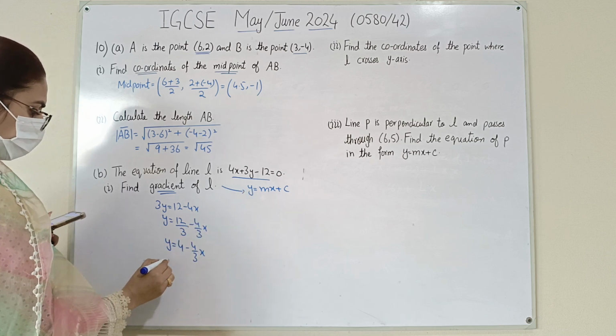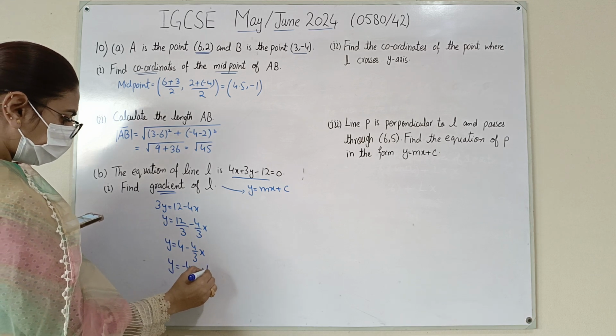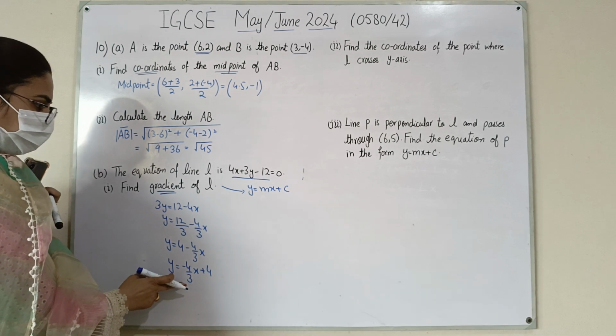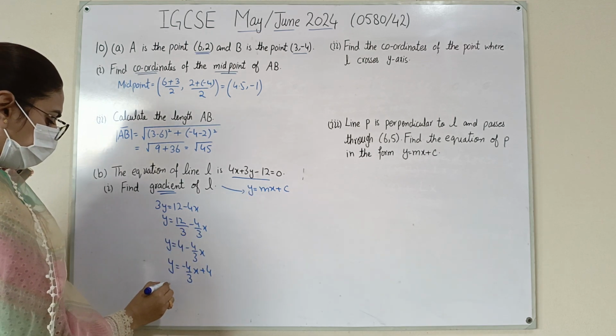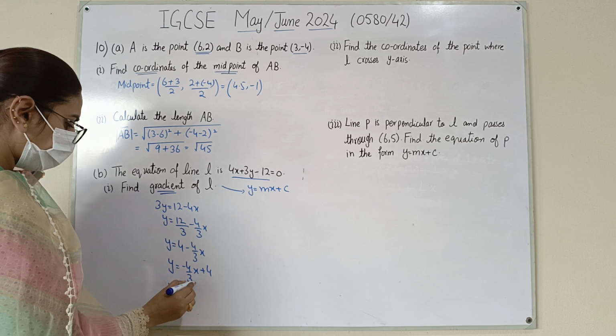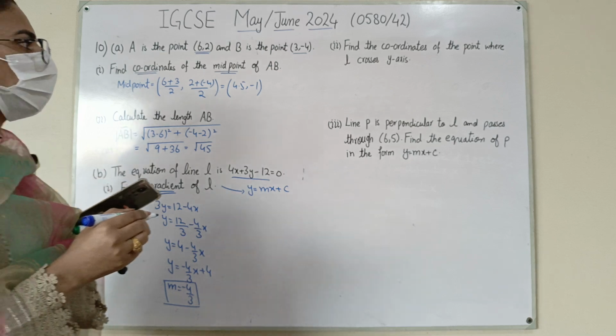Now arrange according to this. Minus 4 by 3x plus 4. So what is the value after comparison with this one? So m is equal to minus 4 by 3. This is basically the gradient of the given line.